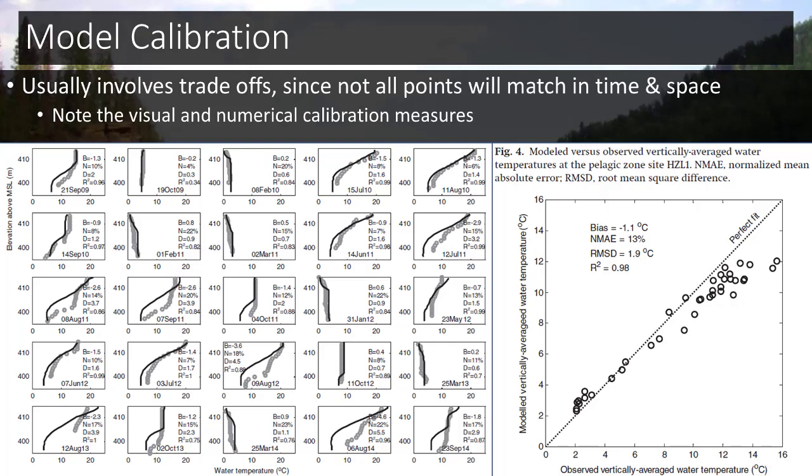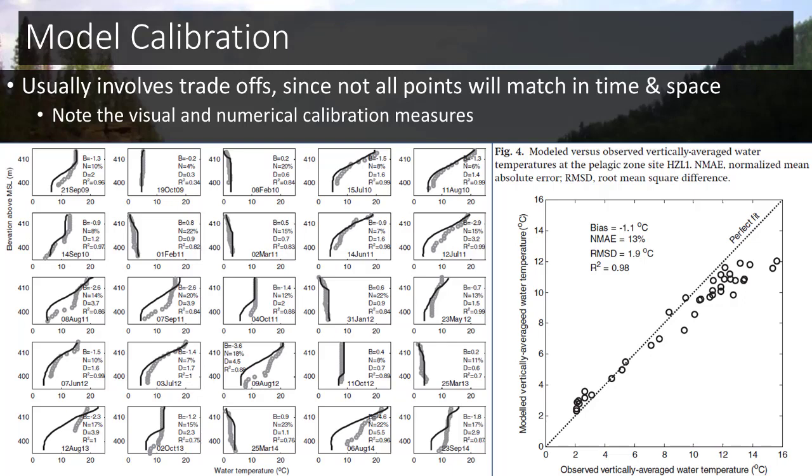Root mean square difference tells us that we're usually within 2 degrees, but it doesn't say which way it's off. And normalized mean absolute error says we're usually within about 13% of the right value. Then the R-squared is just the correlation between the two. So having these objective measures really allows other people to say, okay, yes, that's a pretty good calibration, or no, it's not.